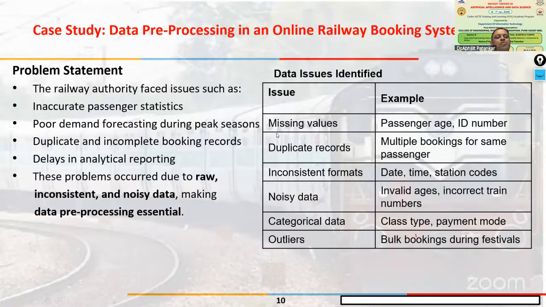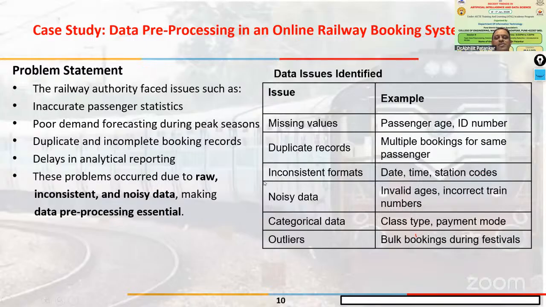So those problems occur due to raw, inconsistent and noisy data. Because of too many entries, some agents are just making entries randomly. So that raw, inconsistent and noisy data is generated. Now for that data, before we process it for displaying the final chart for booking, we need to pre-process that data.